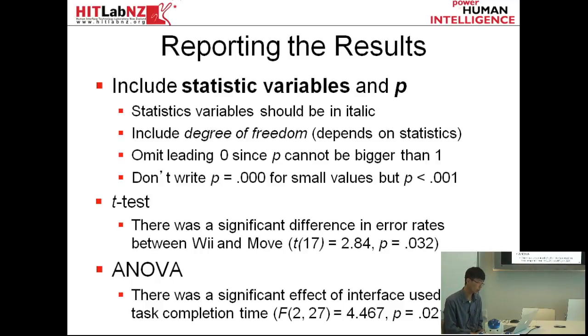So when you run a study, the very essential thing, the very basic thing that you have to report, is a p-value. But in many cases, it's also recommended to report the statistics variables of the tool you are using. So if it's a t-test, you report the t-statistic with the degree of freedom. And if it's an ANOVA, it's using the F-statistic, so you should report that value as well.